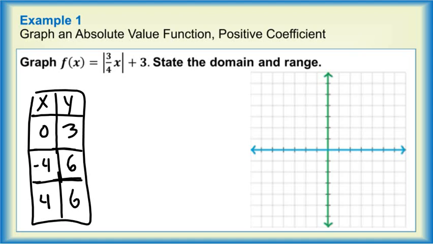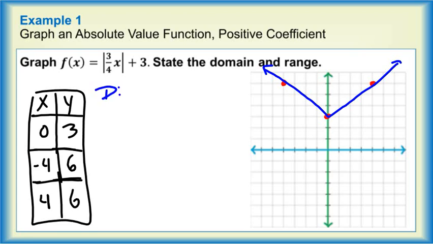Now that I have a couple of points, I can come to my graph and plot them down. So I have (0, 3), (-4, 6), and then (4, 6). You can see my V shape. Now I can draw my line. Just make sure that there's no curve at the vertex because these are absolute value. So there would be my graph.